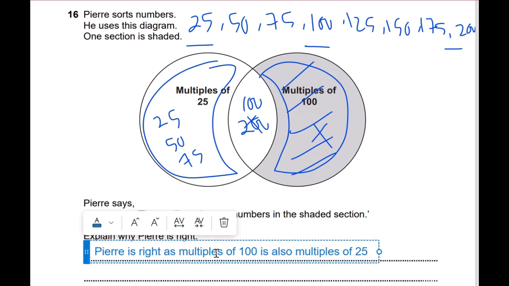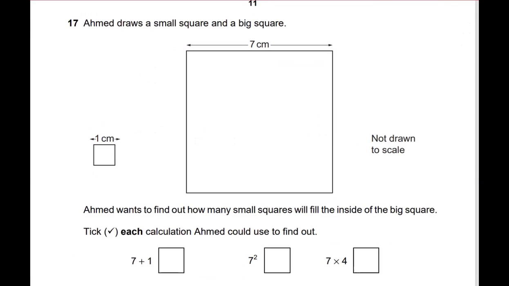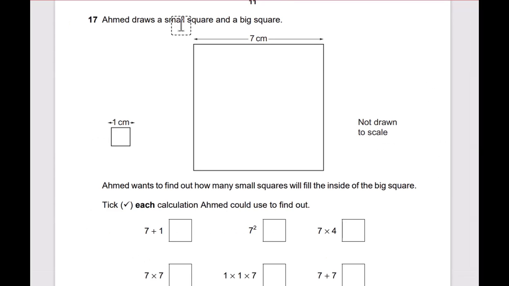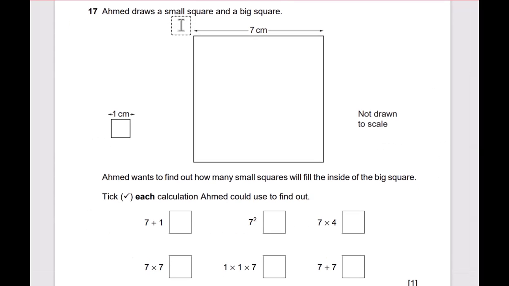Alright, let's move on. Question 17. Ahmed draws a small square and a big square. Ahmed wants to find out how many small squares will fill inside the big square. Tick each calculation Ahmed could use to find out. So let's zoom it out. We have 6 options here. So let's check out the correct option. Which one is the correct option for this question?